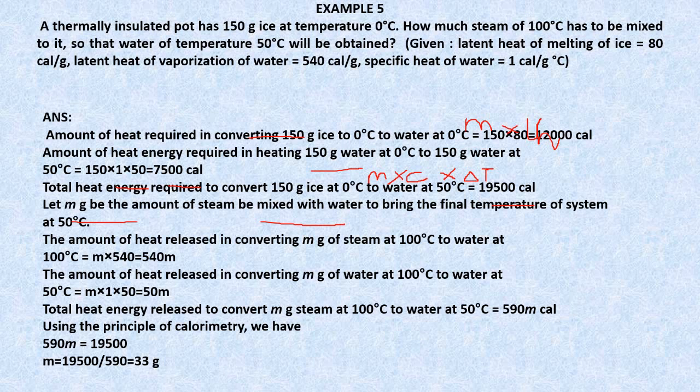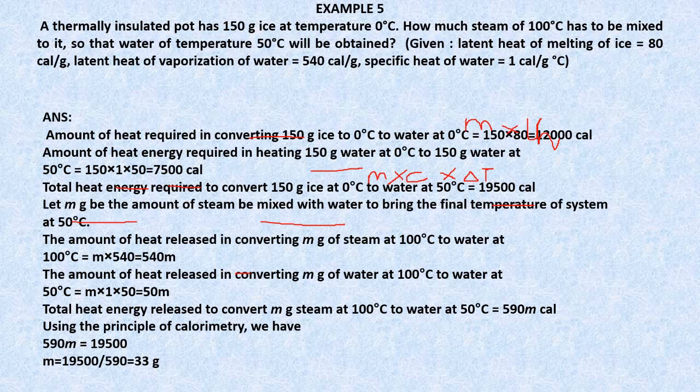So which will be equal to 540 m. Okay, m we don't know the mass. We have considered m gram. Now the amount of heat released in converting m gram of water, which is at 100 degrees Celsius, to water at 50 degrees Celsius.